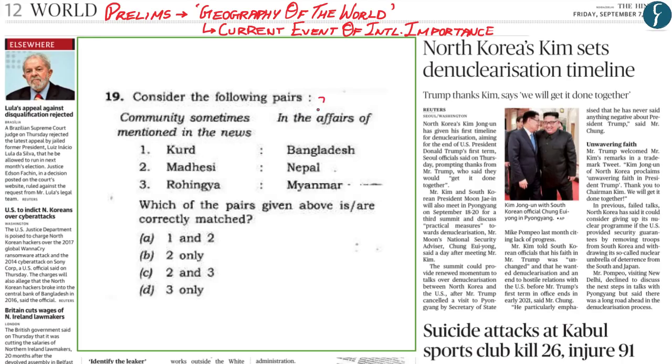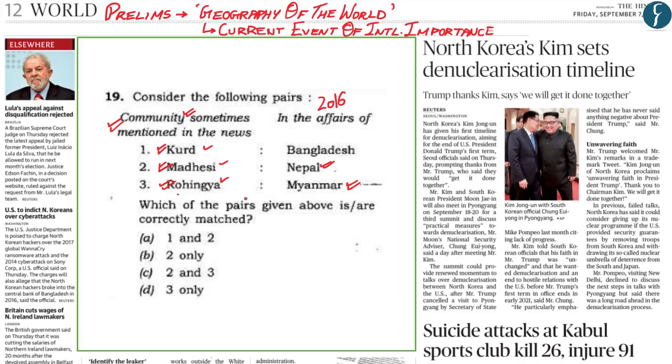Wherein this question has been asked in the prelims of 2016, wherein with regards to ethnic communities such as the Kurd, Madesi and the Rohingyas, wherein the Kurds in Iraq were in the news due to their conflict with ISIS, the community of Madesi in Nepal was in the news because of India's informal blockade of Nepal, while the Rohingya community of Myanmar were in the news due to the Rohingya refugee crisis.